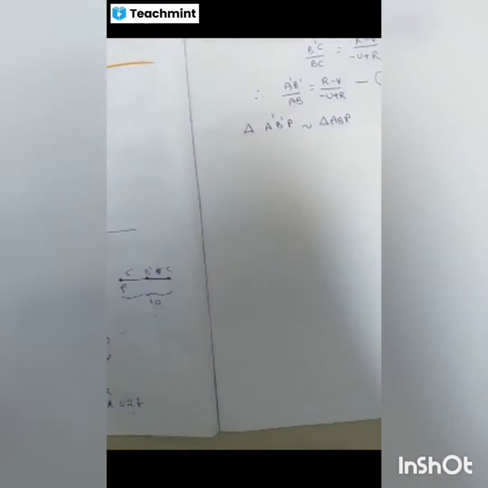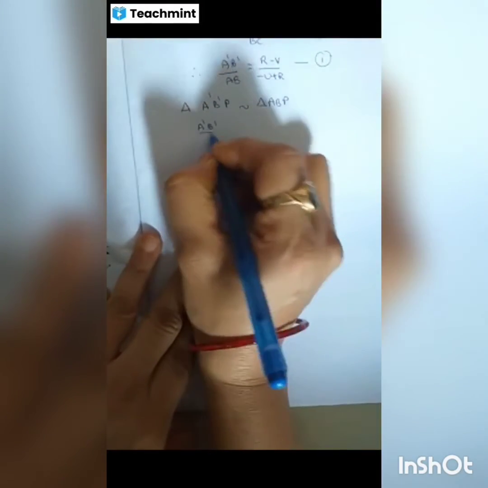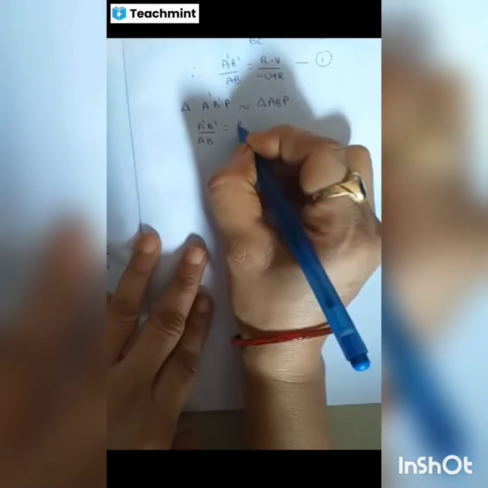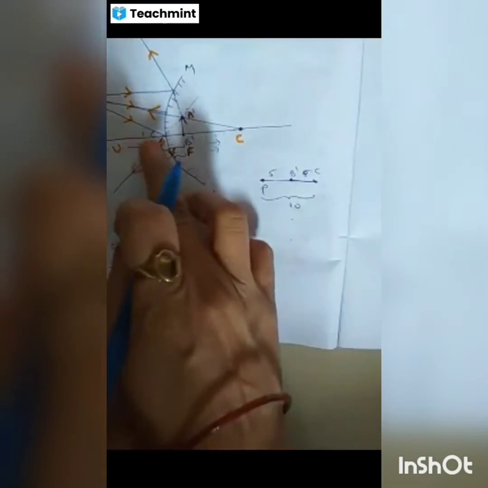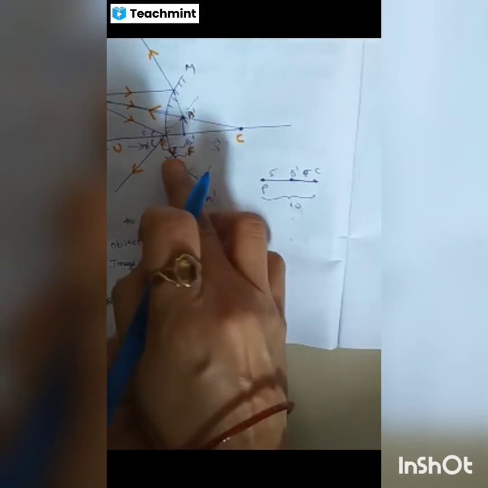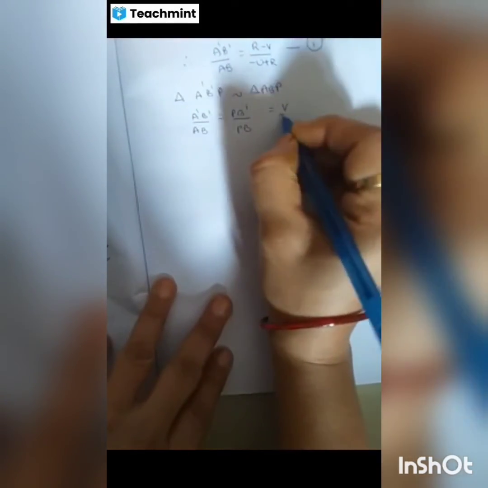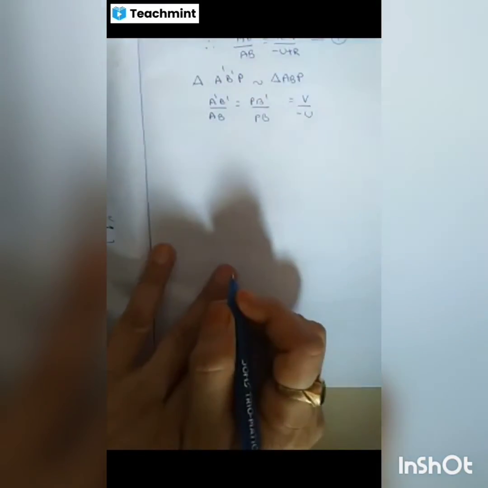Both are identical. So from the identical formula we can write again like this: A dash B dash by AB, which is equal to, I am taking in this direction, PB dash by PB. So PB dash is what? PB dash is V, right? So I am writing V by PB, and PB is minus U. So I am writing here minus U. Consider this as equation 2.